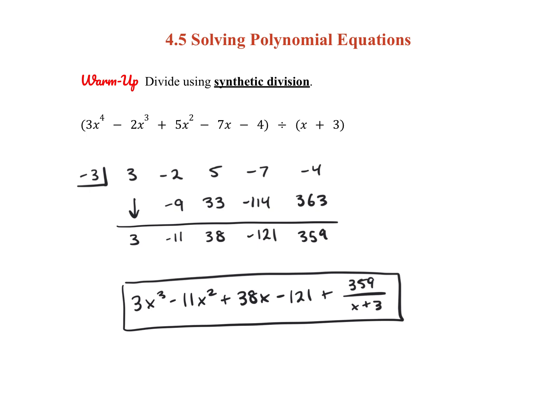Alright, go ahead and take a look. Just remember the number that we're putting in the box is the opposite of what you see in the factor. It'd be the 0 of this factor. So remember we just add vertically and then we multiply by the box number. Add, multiply, and then here's our quotient plus the remainder over the divisor.